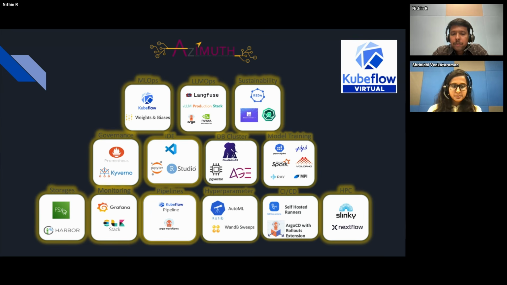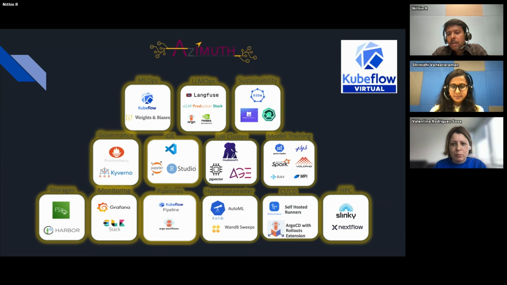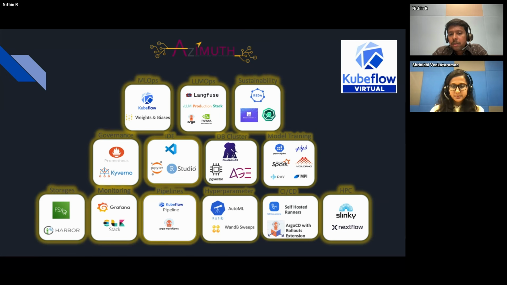For ETL jobs, we use Kubeflow pipelines, and the people who are comfortable with Kubernetes and YAML prefer Argo Workflows, so we have deployed a dedicated Argo Workflows server also. For hyperparameter tuning, users use Katib and the Weights and Biases sweeps. Coming to CI/CD, for continuous integration, we have deployed self-hosted GitHub runners, and for continuous delivery, we have ArgoCD. For users to deploy advanced deployment strategies like Canary and Blue Green, we have deployed Argo Rollouts extensions along with ArgoCD. And we just started exploring high performance computing.